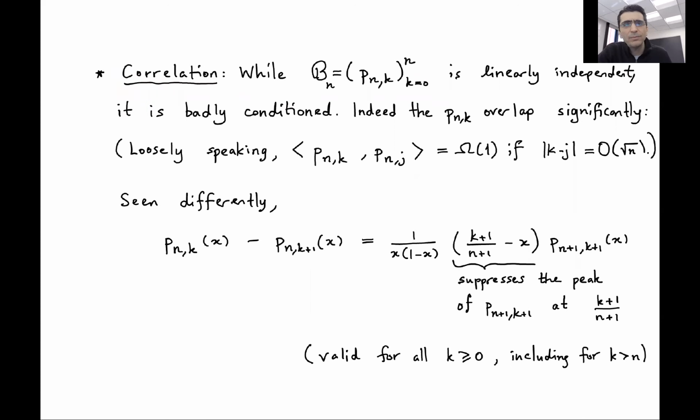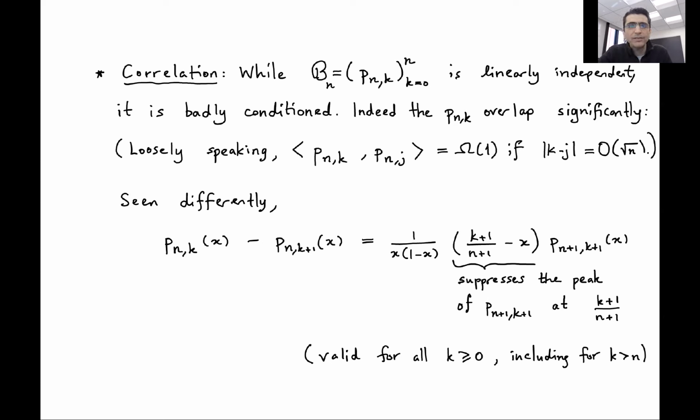So the thing about the Bernstein polynomials is that they are okay. They're a linearly independent list of polynomials. They are a basis for polynomials up to degree n, but they are correlated.